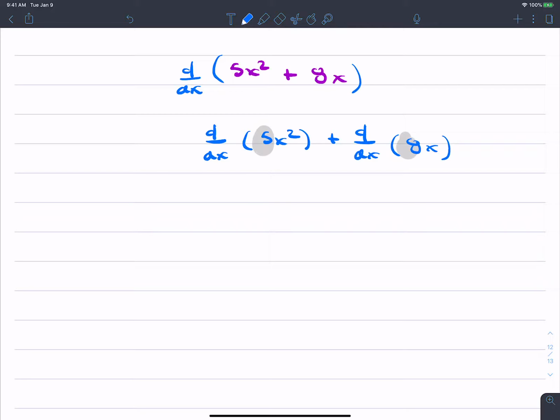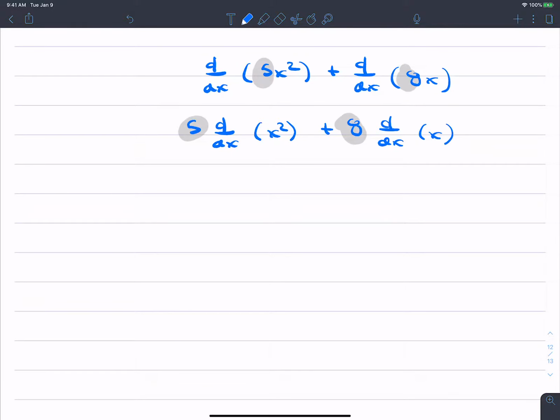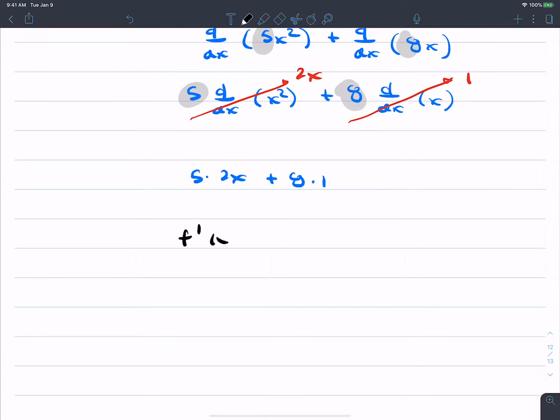Pull out your constants. 5 d dx of x squared plus 8 d dx of x. 5 and 8. And now you say power rule. 2x, 1. So you get 5 times 2x, ladies and gentlemen, plus 8 times 1. Here is your final answer. F prime x will be 10x plus 8.